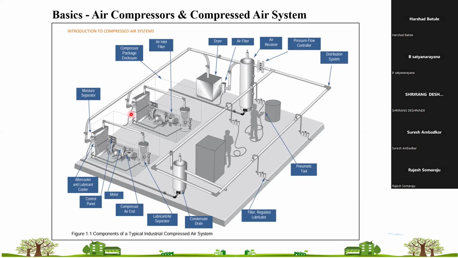So we need to set our compressor between 6 to 7 bar. If the pressure in the system drops to 5.5, the compressor will start. If your usage is on the higher side, it will drop to 5.5. But in normal condition, the compressor operates at 6 to 7 bar.